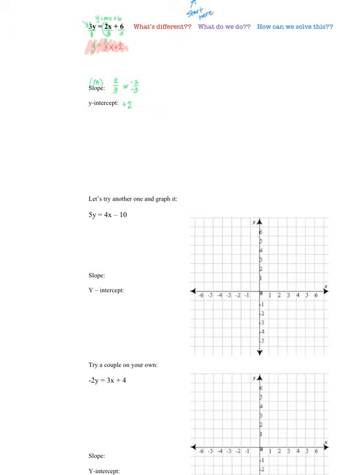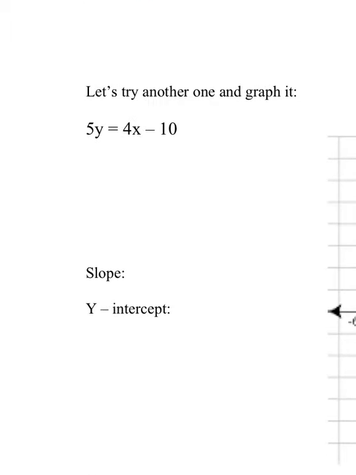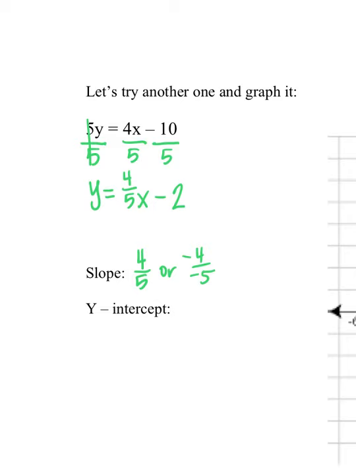So let's try another one, and let's graph this one. Y is not by itself here. We have to get rid of that 5. So let's divide every term by 5. It's going to cancel our 5s out. We get y equals 4x divided by 5. I'm just going to leave that as a fraction, 4 over 5x, because I want rise over run. My 4 is my rise, my 5 is my run. And then -10 divided by 5 is -2. So my slope again is 4 over 5, or -4 over -5, either way. And my y-intercept is -2.